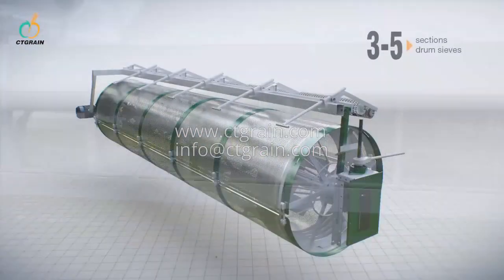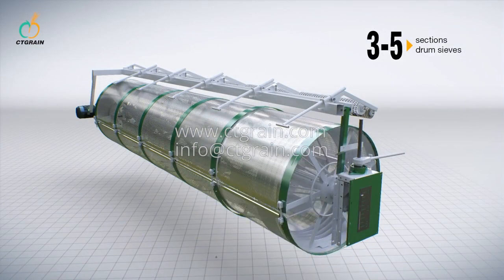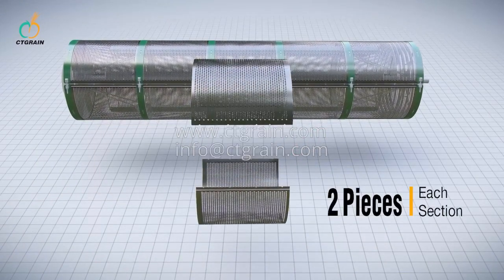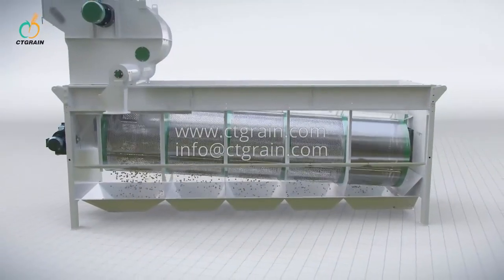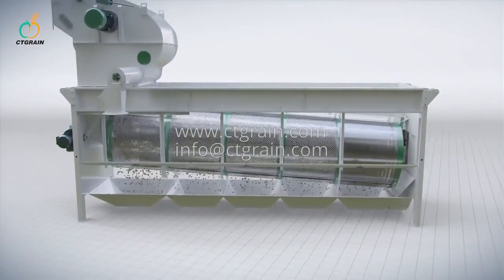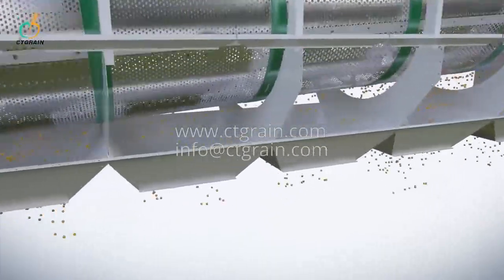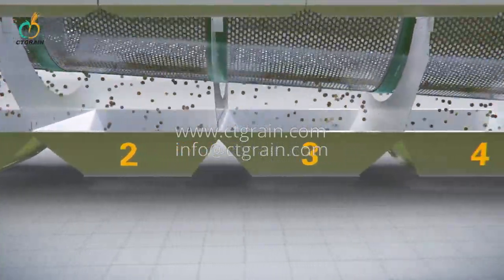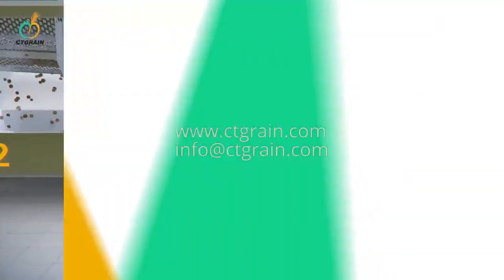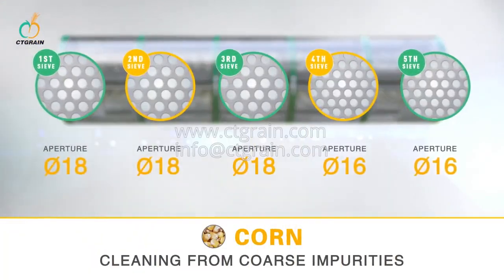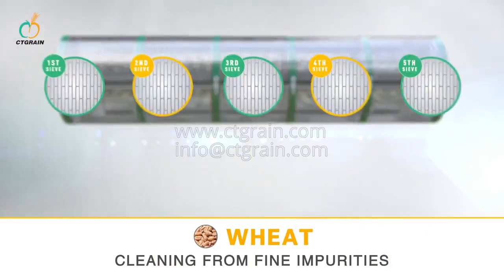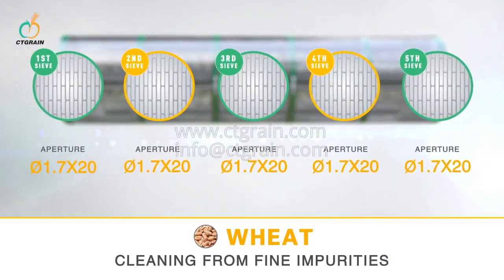There are 3 to 5 sections of drum sieves. Each section is made up of 2 pieces of rolled perforated sheet. Under the action of the inclined surface of the rotating drum, the grain is mixed and gains progressive movement towards the outlet. The grain is cleaned by sieving through a sieve with different hole sizes and shapes. Impurities in the clean grain are separated from holes with different sizes and shapes and discharged through outlet pipes.